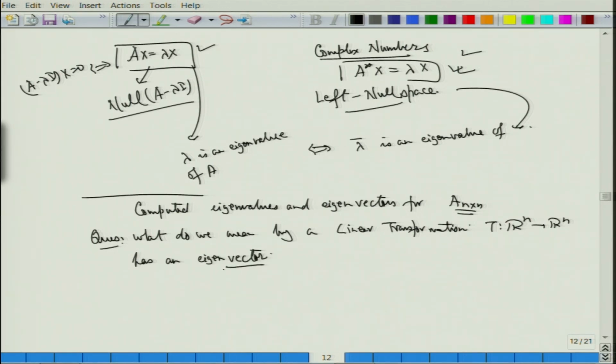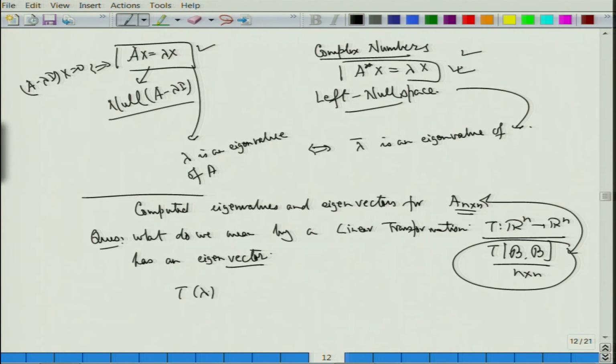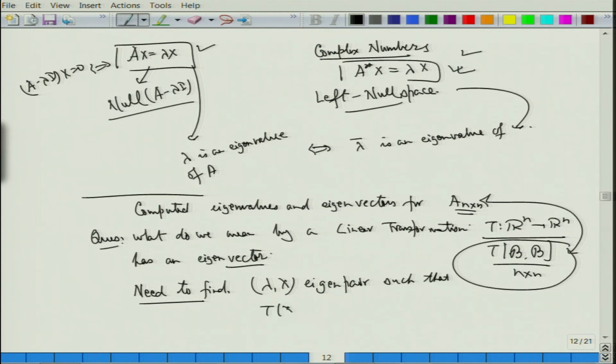All right. So recall that since T is from Rn to Rn, I can take an ordered basis of Rn, and this will give me an n cross n matrix, A of n cross n for some A, and therefore I can talk of eigenvalues and eigenvectors. Fine. So I can still talk of T of x in that sense. T is some linear map. So we need to find a lambda comma x eigenpair such that Tx is equal to lambda x.